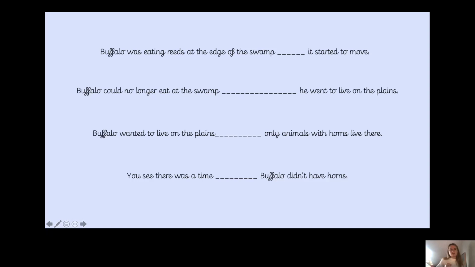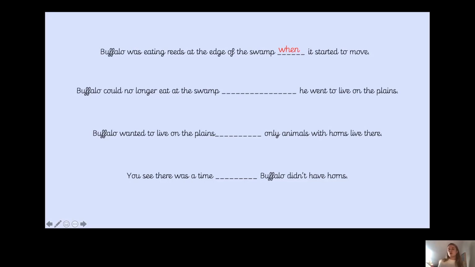Could we use when here? Buffalo was eating reeds at the edge of the swamp when it started to move. Yes, that's right, isn't it? Now we can use when because that tells us the time that it happened. So we know that when it moved, that's what Buffalo was doing. That was the time that it started to move, when Buffalo was eating. Okay, so therefore, this one we can use when.